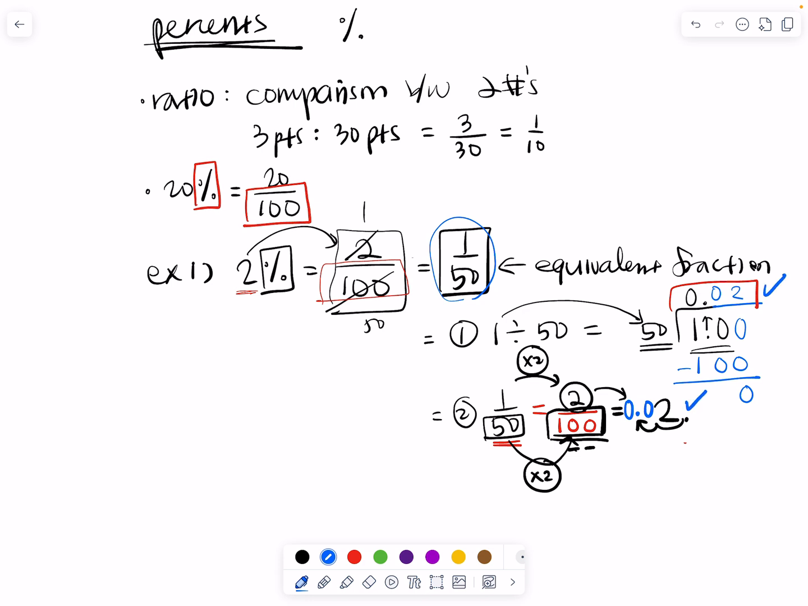Ta-da! Same answer. Okay? Another way to do it is that when you get this far, right there, you can go straight down. This is method 3, okay, guys? Wait a minute. 2 out of 100, that's automatically 0.02. Same thing we did here. Yeah. So let's check one more time.